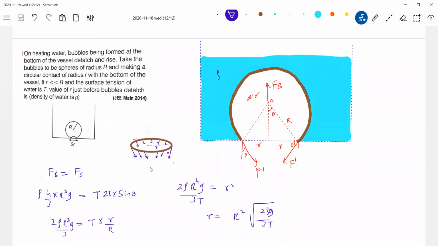And making circular contact of radius r with the bottom. Why does it detach first? As you boil it, as you start heating the water, the density of water decreases, so the buoyant force will decrease. Sorry, the surface tension force decreases as you increase the temperature. So definitely the buoyant force at one instant will become greater than the force due to surface tension, and it will get detached. I think this is what happens in the formation of bubbles in boiling water.